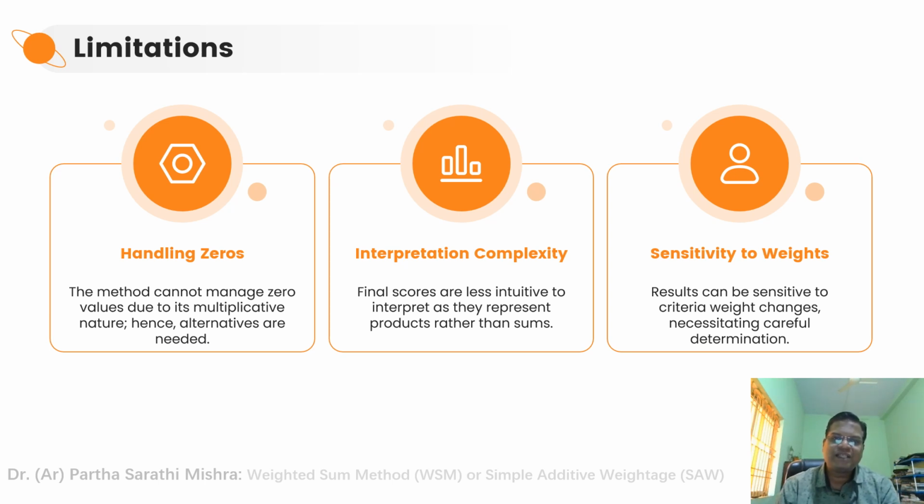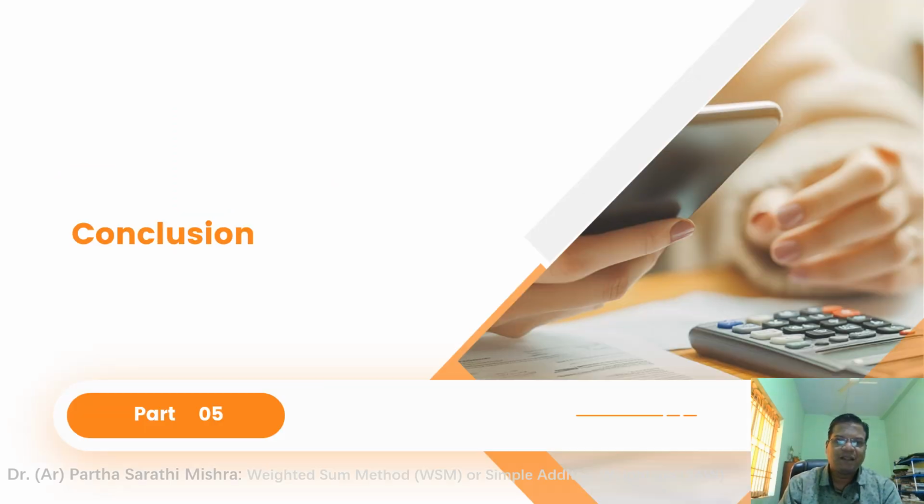The final scores can be less intuitive to interpret since they represent products rather than sums. So it is another demerit. Results can be sensitive to criteria weight changes. If the criteria weights change, the results can be sensitive. So that's why we require careful determination, and during interpretation we should look into all these things.